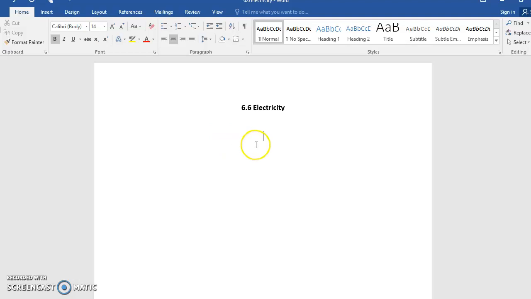Then next week we'll talk a little bit about circuits and how circuits work, and then we'll wrap the unit up by talking about magnetism. And so we're getting close to the end of this unit. Somehow, it seems like we just started this unit.